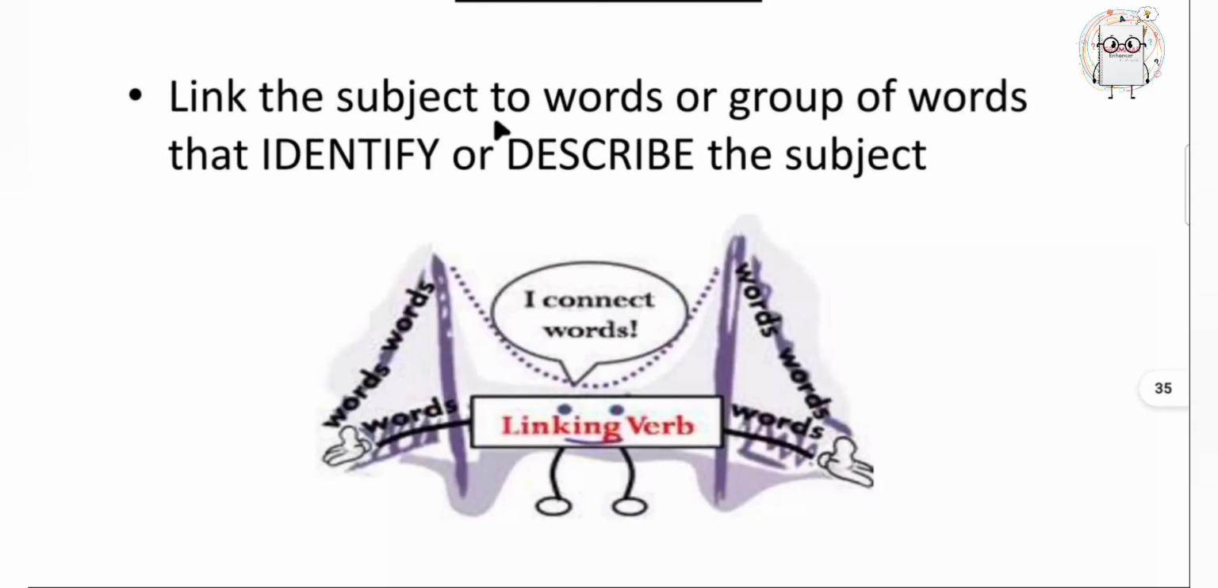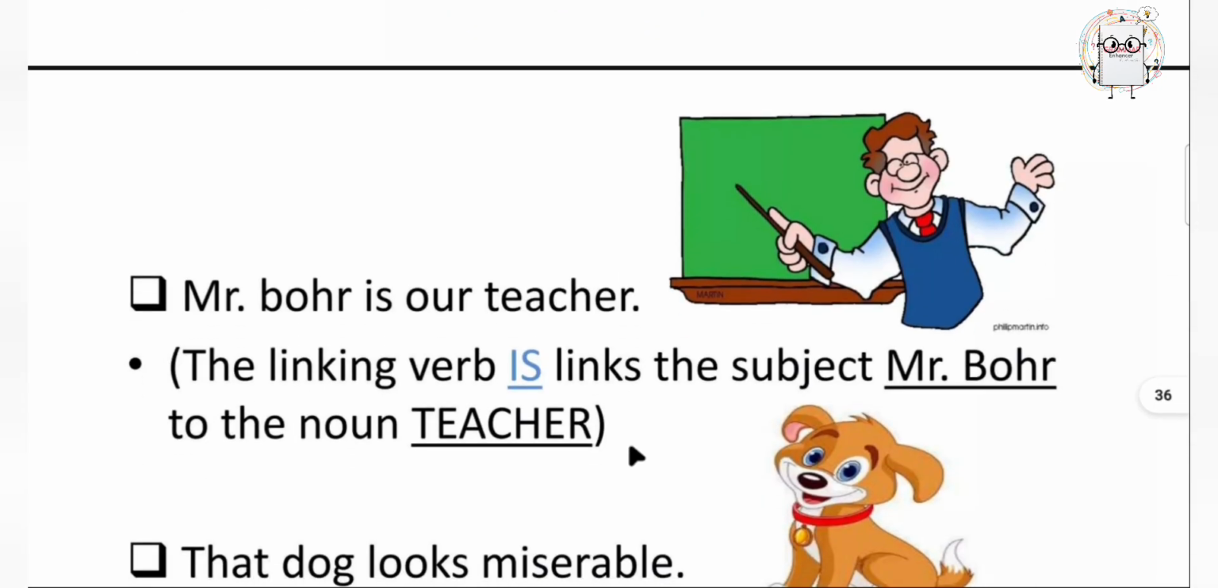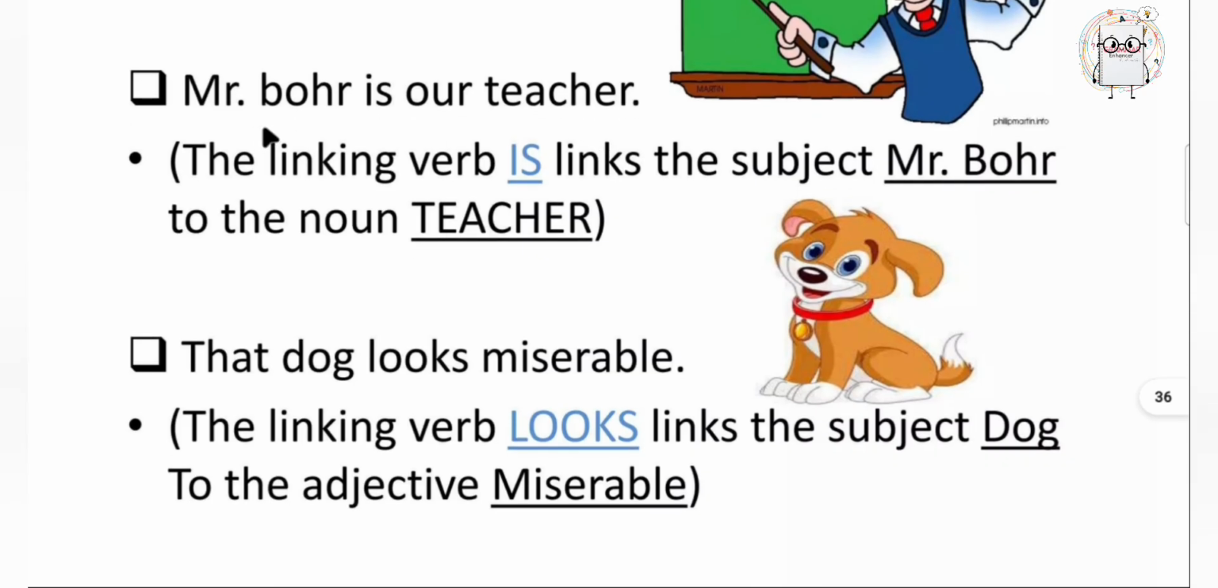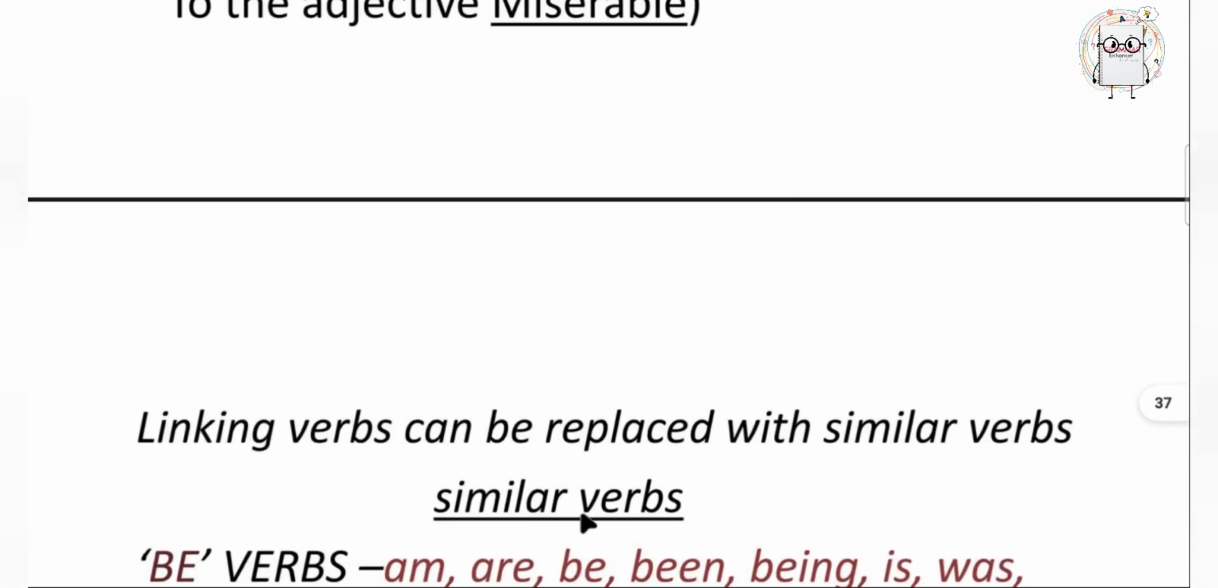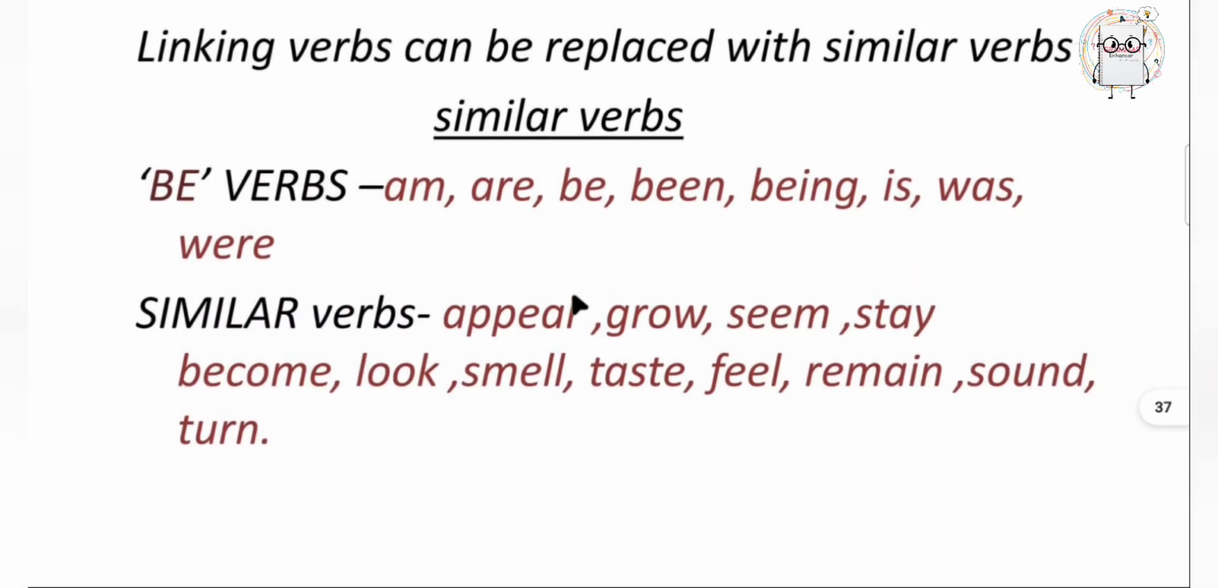Linking verbs link the subject to words or a group of words that identify or describe the subject. Like Mr. Bohr is our teacher. The linking verb is links the subject Mr. Bohr to the noun teacher. That dog looks miserable. The linking verb looks links the subject dog to the adjective miserable.